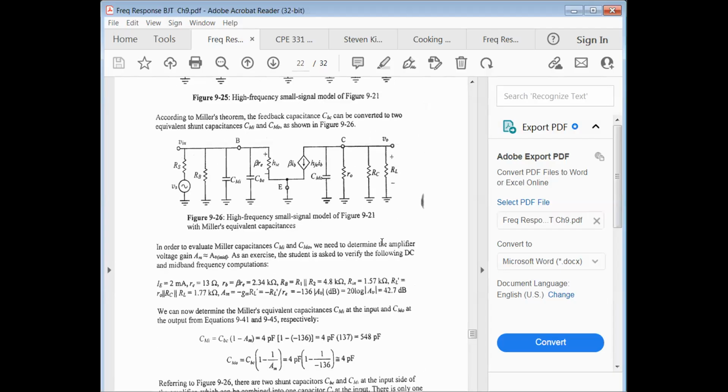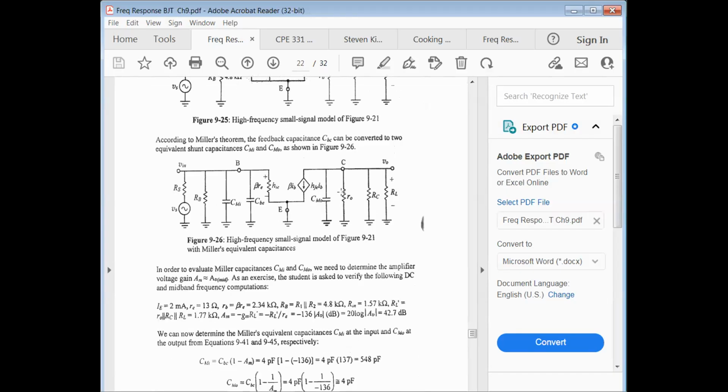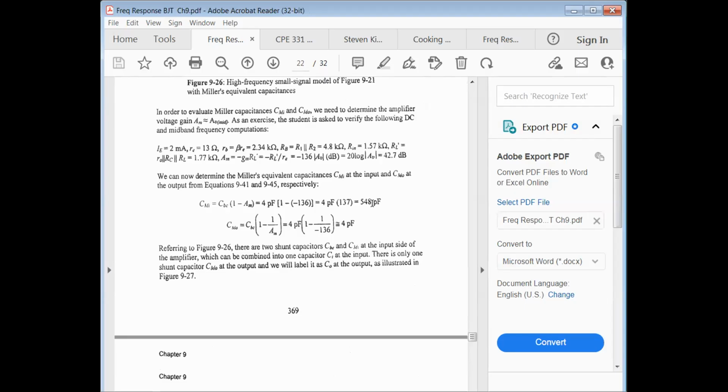So the input Miller capacitance looks like this capacitance here multiplied by the gain from the input to output. And then C Miller out is C sub between your base and collector times 1 minus 1 over the gain. Well, 1 over the gain is going to be pretty small. And so you'll find that C Miller out is approximately equal to C sub BC, in this case about 4 picofarads.